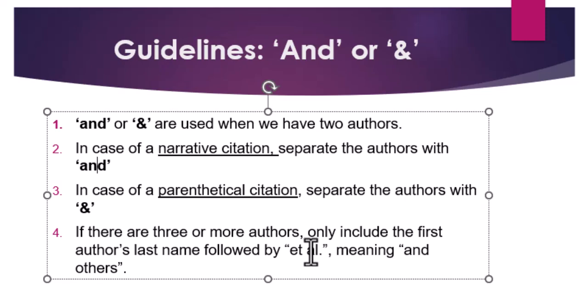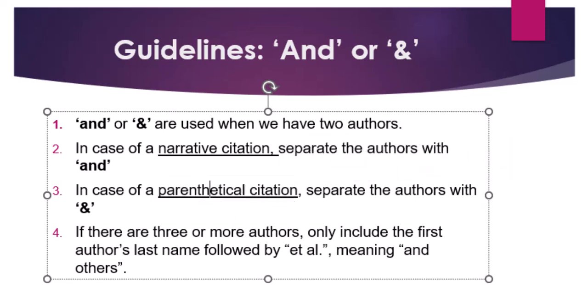So to summarize, we use them whenever we have two or more authors. But the word "and", the A-N-D, is used only when we have a narrative citation. For the symbol "&", this is used when we have a parenthetical citation. So let us look at an example.